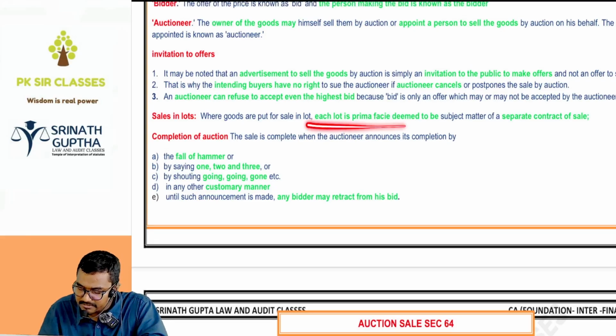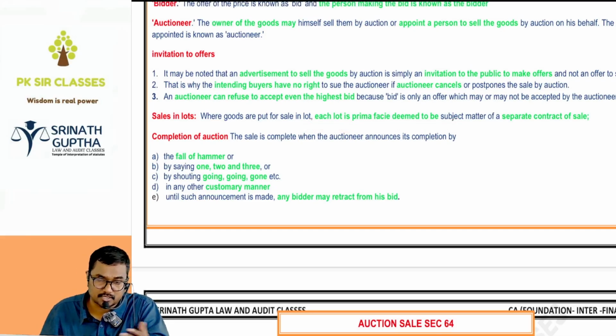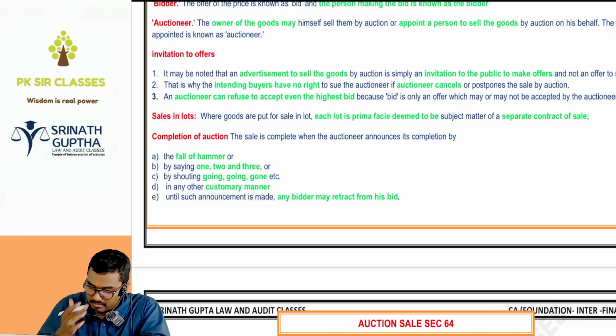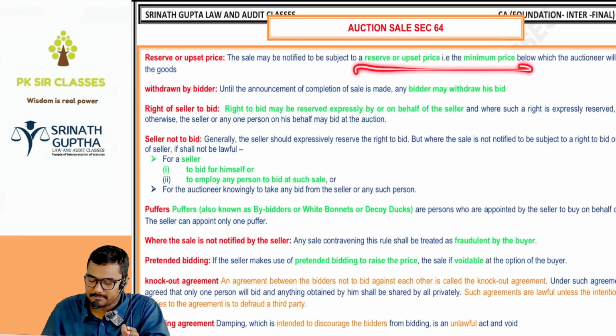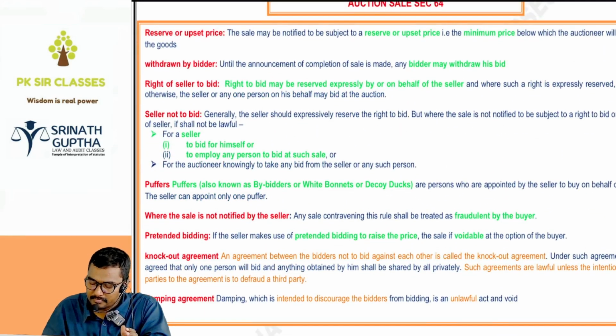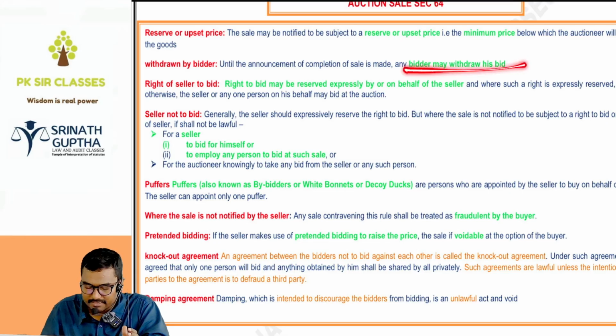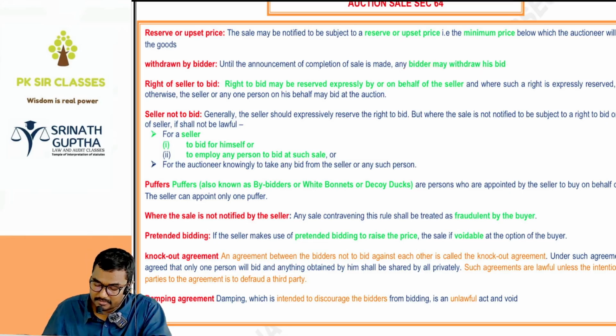If 2 laddus are there, and they are sold in lots, each laddu is said to be a separate auction. We can accept the offer by the fall of the hammer, hammer 1, hammer 2, hammer 3, shouting 1, 2, 3, or going, going and gone. Next, the minimum price is said to be the upset price or the reserve price. Until completion of the auction, the bidder may withdraw his bid also, because an offer can be revoked before it is accepted.